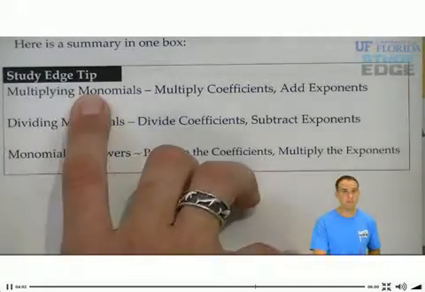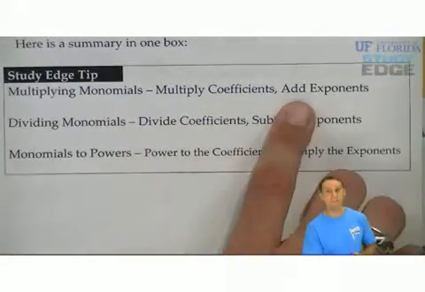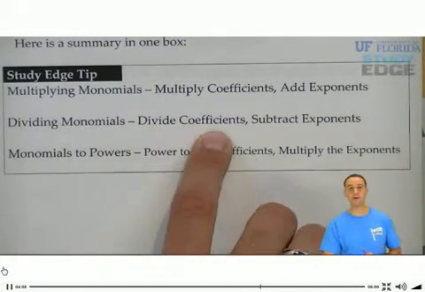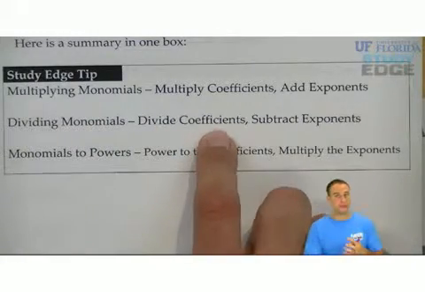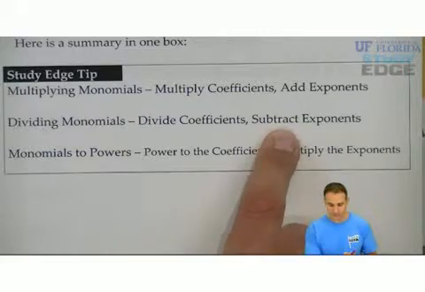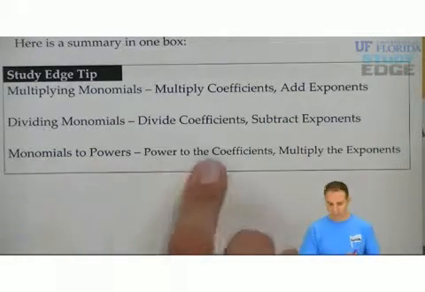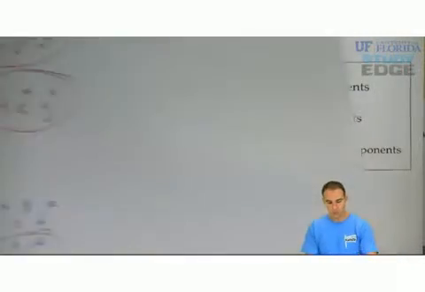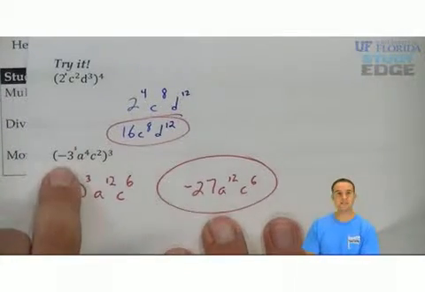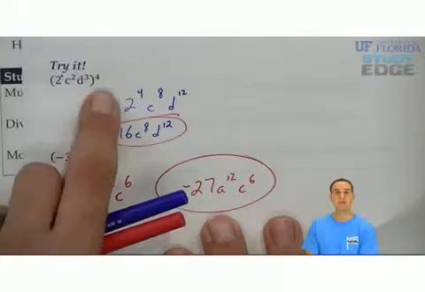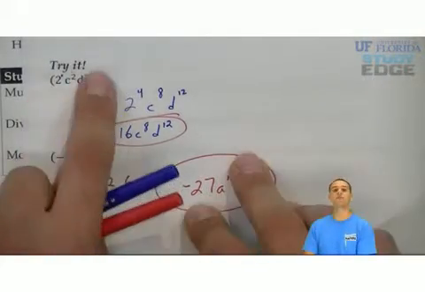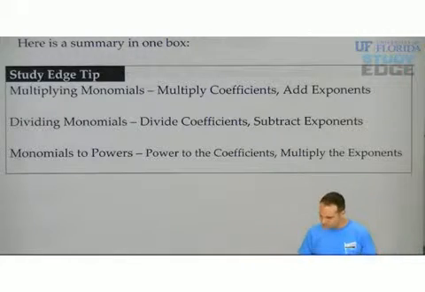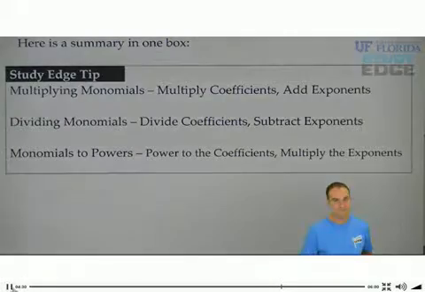Again, when you multiply monomials, multiply the coefficients, add the exponents. You're dividing monomials, divide the coefficients. Remember, those are just the numbers in front. Subtract the exponents. And a monomial to a power, you take a power to the coefficients, to those numbers. Again, we take the power to the coefficient. In this case, it would be negative 3. This one would have been to the 2, and for the power to a power, you multiply. So now we're ready.